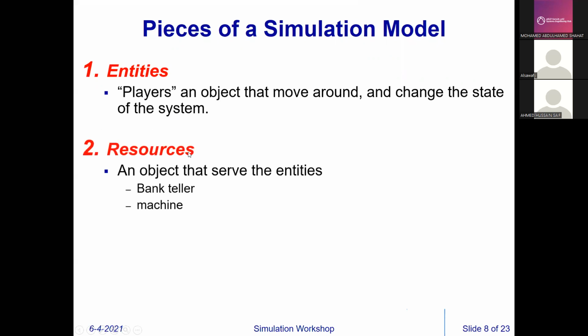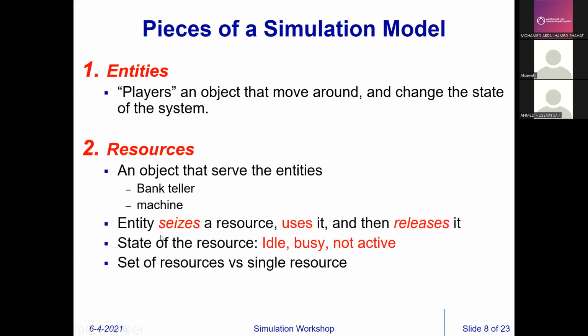Also, we have resources. Those resources are dedicated to serve those entities, an object that serves the entities. In the bank example, the bank teller. In a production line, it could be the machine. In an emergency room, it could be the doctors. And usually here we have a nice feature, and we will utilize it in Arena now. You will see it. So let me just assume that this is the entity, and we have the server.